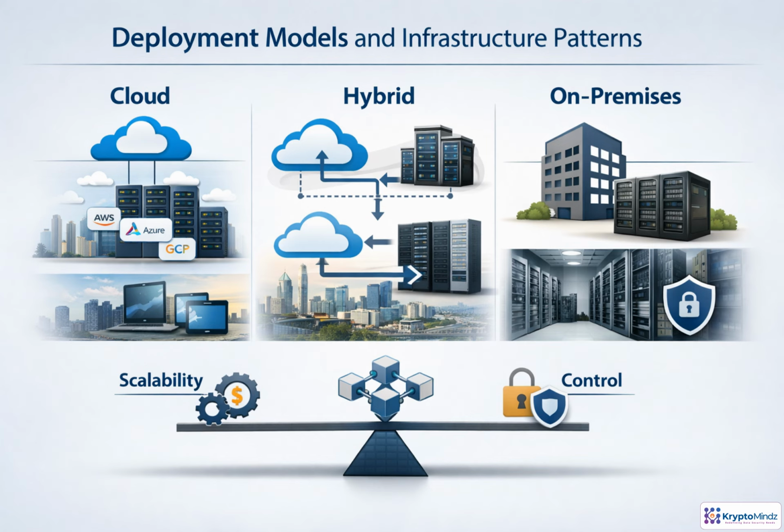Fabric deployments rarely start with code. They start with infrastructure choices. Cloud, hybrid, and on-premises models each change the balance between scalability, control, cost, and operational responsibility. In this topic, we'll connect those trade-offs to real enterprise architecture decisions.